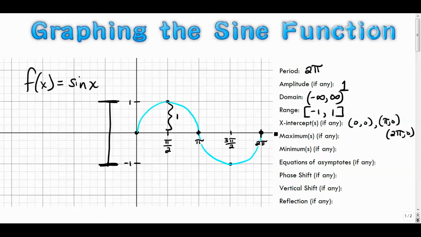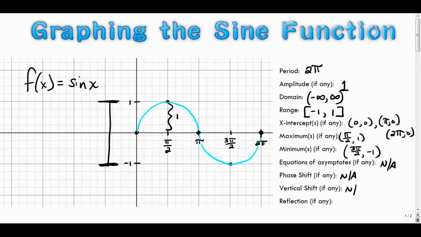And then it would just keep repeating every pi units forever and ever. The maximum would be (pi over 2, 1). That's the highest point on our graph. And these points are just for this main cycle of the function. The minimum is the lowest point on the graph. I would say that's (3 pi over 2, -1). There are no asymptotes. The phase shift, not in this case.